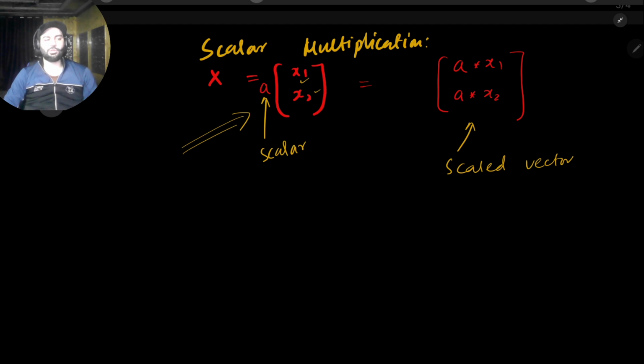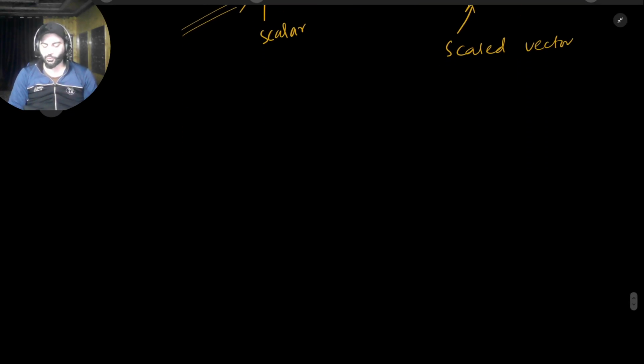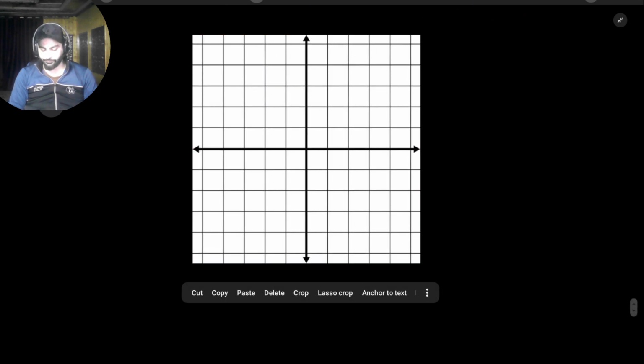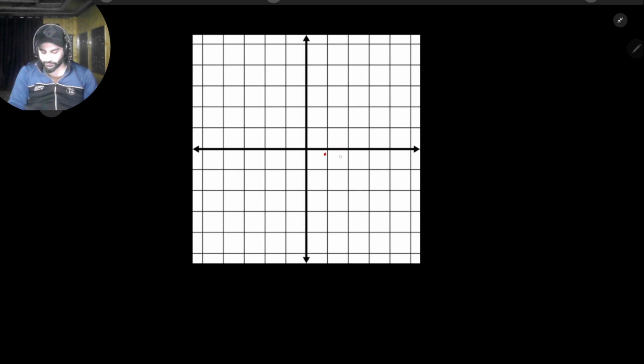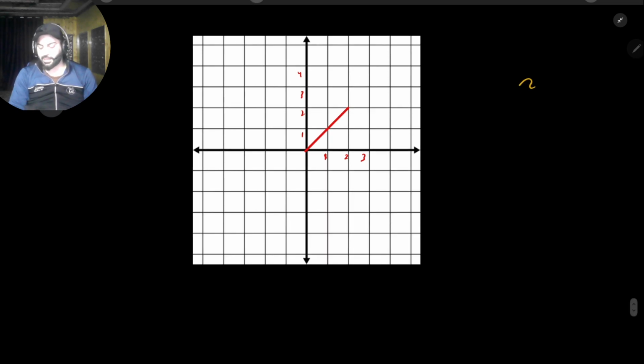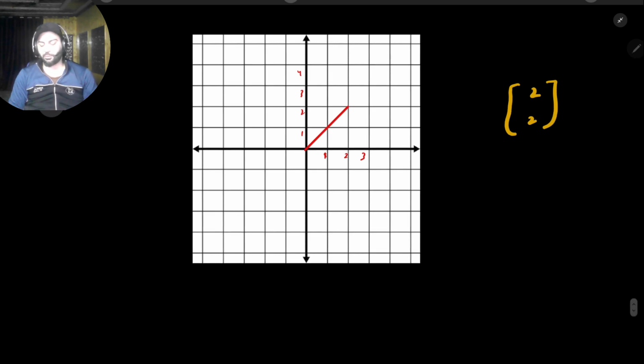Now I want to show you the geometric intuition of what this means. Going to the graphical method to show you what scaling means. Let's suppose we have a vector. We'll just plot one. This is 1, 2, and 3, 1, 2, 3, 4. Let's suppose we have a vector 2, 2. This is our vector 2, 2. This is the vector that we are speaking about.